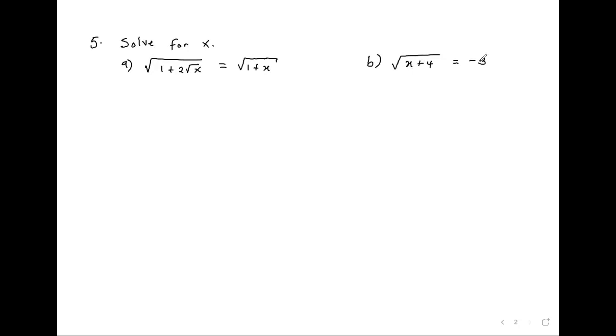So let's do A. Whenever we have roots, or even just one root, the first thing should be squaring. So I have to get rid of the square root. So we'll have 1 plus 2√x is equal to 1 plus x. Then now, take everything which is not under the root to the other side.